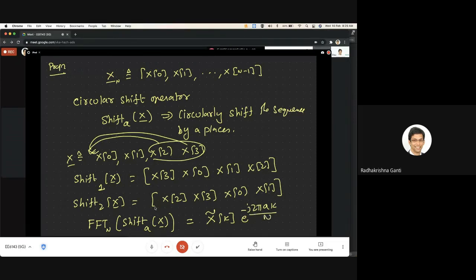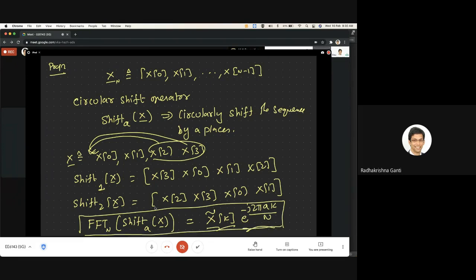Okay. So multiplying by a phasor, cos plus j sine, is equal to shifting in the frequency domain. Or if you're shifting in the time domain, then what happens in the frequency domain? It gets multiplied by a phasor. This is an absolutely very important property. Just keep this in mind.